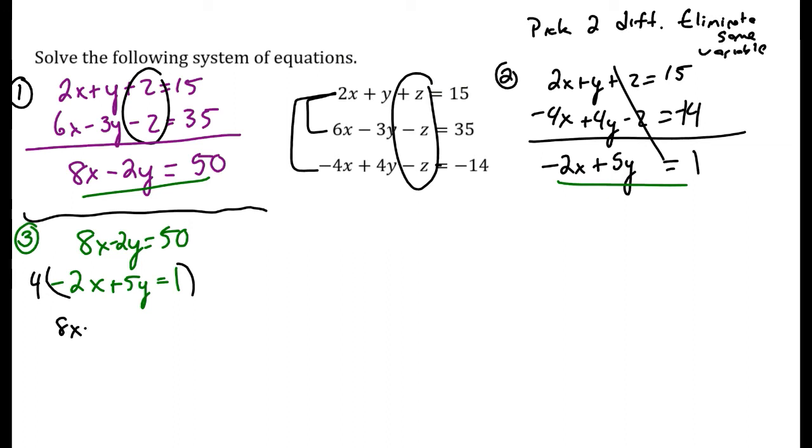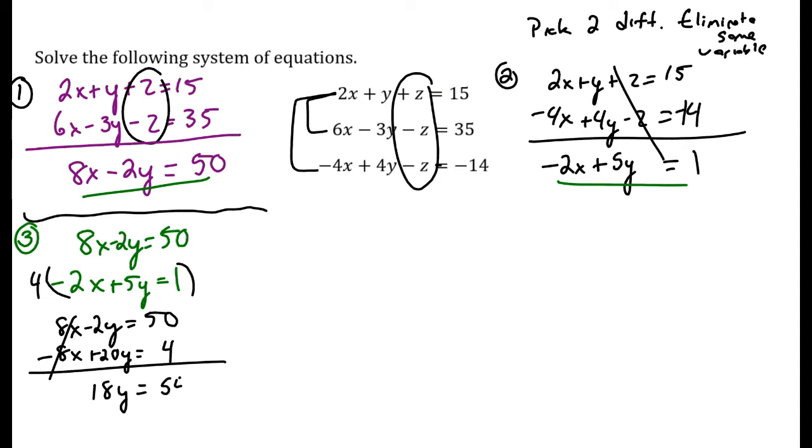So I get 8x minus 2y equals 50. I didn't touch that. And then what do I have down here? I have negative 8x plus 20y equals 4. I'm going to add those together now, and I get 18y equals 54. When you do 54 divided by 18, you get 3. So we get y equals 3.